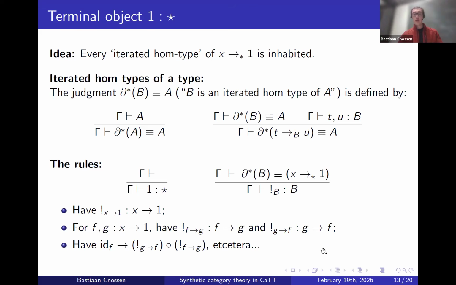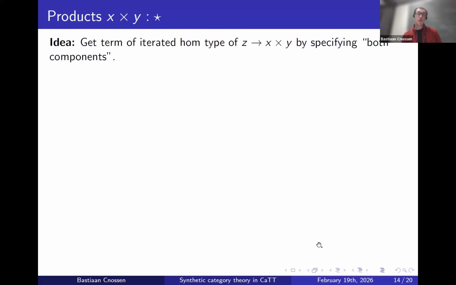Okay, so this idea is fairly easy for the terminal object because there's no additional data that we need to provide. What happens for the case of products? We want to have a term of the Hom type, so a term of the type from Z into the product should be given by specifying both of its components. If we didn't iterate at all, it's clear how we would formulate this. We would say we have a term F from Z to X, we have a term G from Z to Y. This should give a term (F, G) from Z into the product.